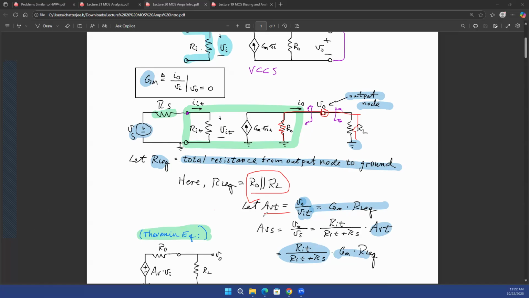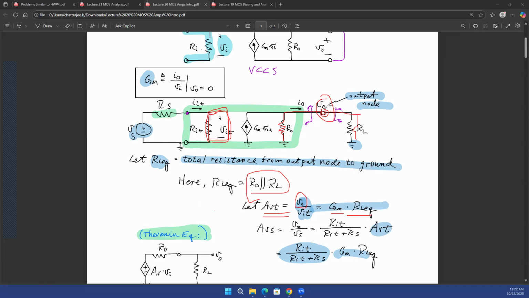Your AVT, the voltage gain in the form of VO divided by the voltage developed at the input terminal of the MOSFET or input terminal of the op-amp. So VO divided by VIT. VO is the voltage at this node, and VIT is the voltage at the input terminals of the amplifier. That is going to be Gm times RL equivalent, right?